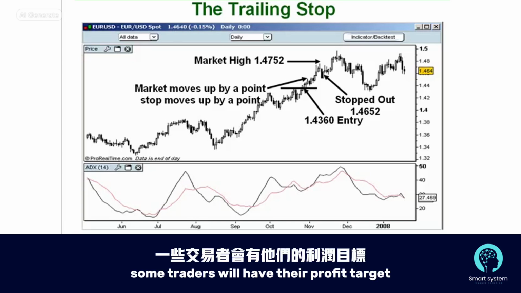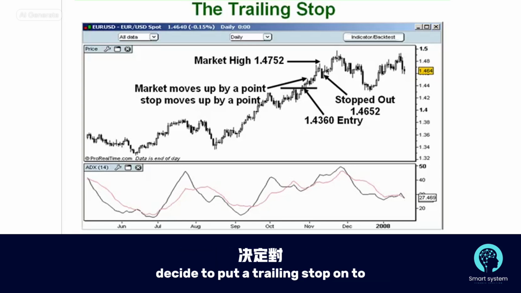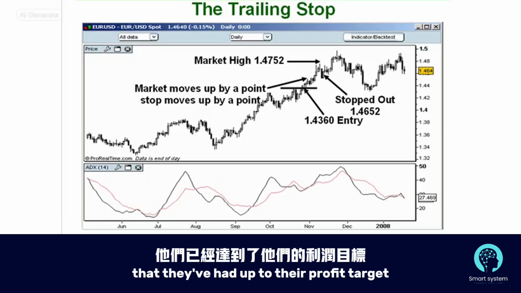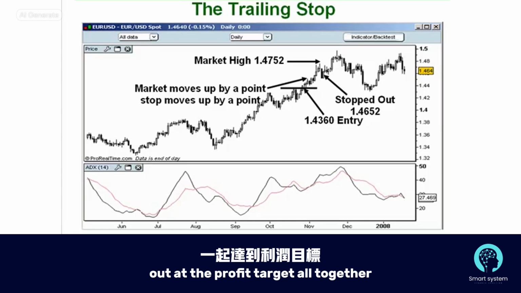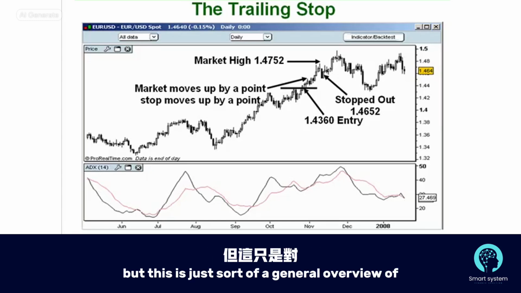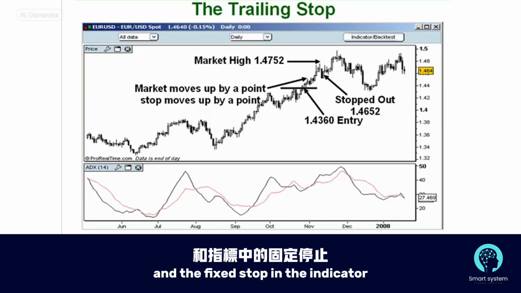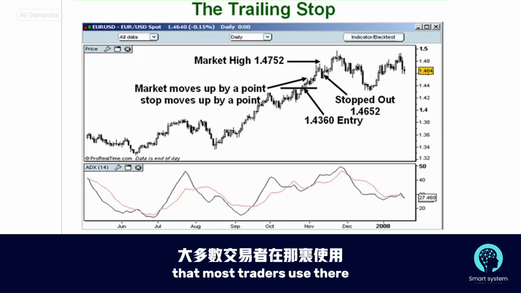Lastly, some traders will have their profit target and they'll have their hard stop in. Once the market hits their profit target, at that point they will decide to put a trailing stop on to give back just a percentage of their gain up to their profit target, instead of just taking the trade out at the profit target altogether. But this is just a general overview of the trailing stop, and the fixed stop and the indicator-based stops are probably the best examples that most traders use.